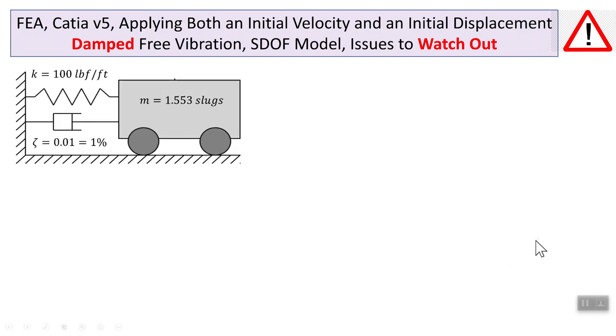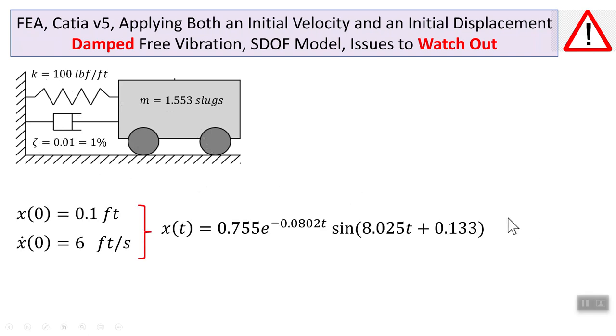Okay, so here's the problem. These are the numbers that I'm going to be using. So the mass is 1.553 slugs, and there's the stiffness of the spring, and there's a 1% damping ratio. And this can be solved analytically. I mean, you can find it in any vibrations book. Oh, by the way, I forgot to say that the initial conditions are given here. So you displace the mass by, for example, a tenth of a foot, and then you give it a velocity and just let it vibrate.